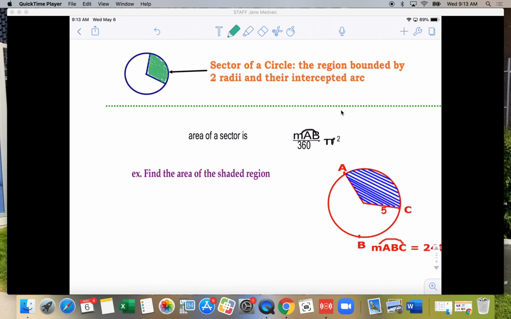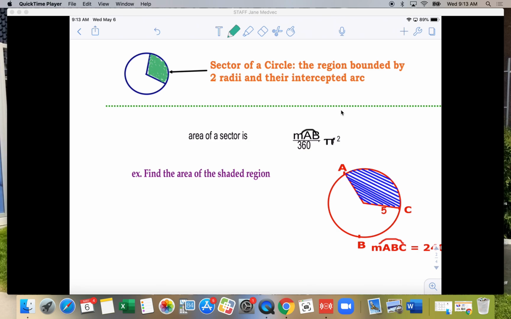And we're going to look at sectors of circles. Now, we've looked at this before. Essentially what it is, it's a central angle. But the sector of a circle is the region bounded by 2 radii and their intercepted arc. What that really means is that green piece. How much piece am I getting?